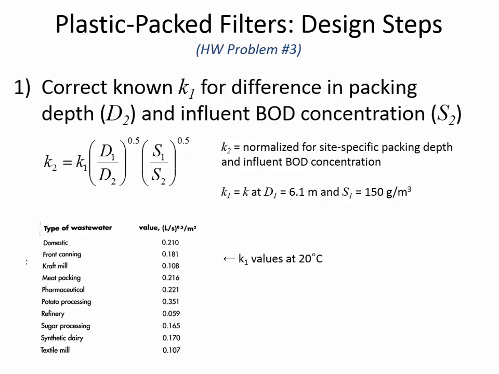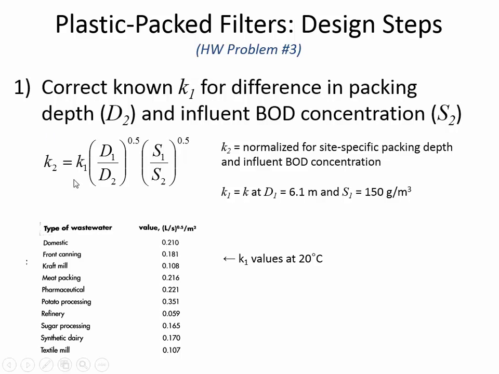You correct for the depth of the filter, you correct for the concentration of the waste, and then you also, in a separate step, correct for the temperature. So the example you just worked, you only corrected for the temperature. In the plastic trickling filters, there's such a wide range of possible filter depths that they don't assume the same K value regardless of filter depth in the same way that they do for a rock filter. Most rock filters are about the same depth because there's just a limit to how tall you can make them because they're so heavy. That's not the case in a plastic filter.